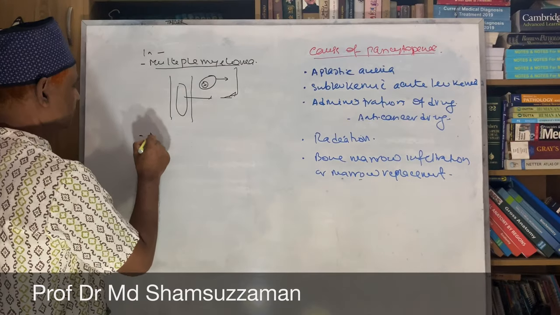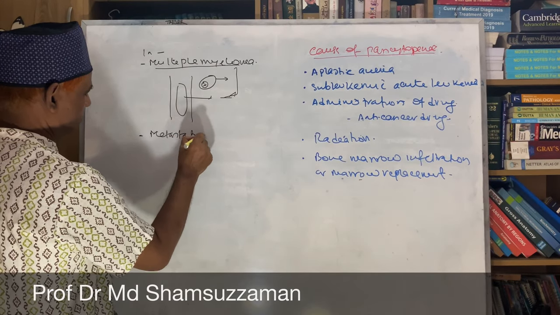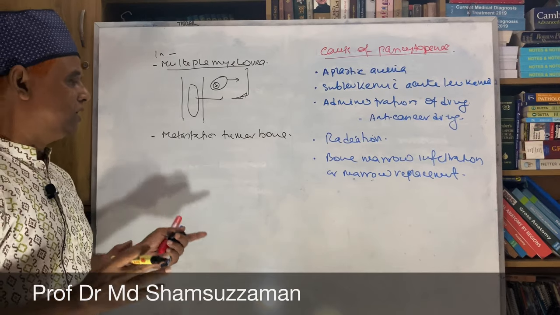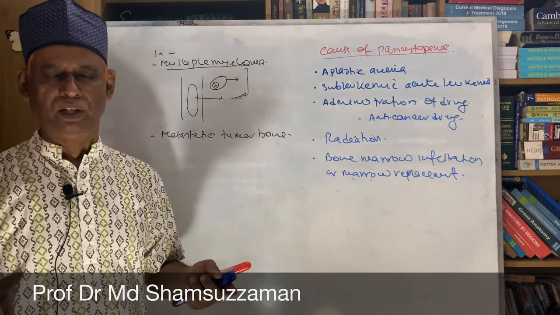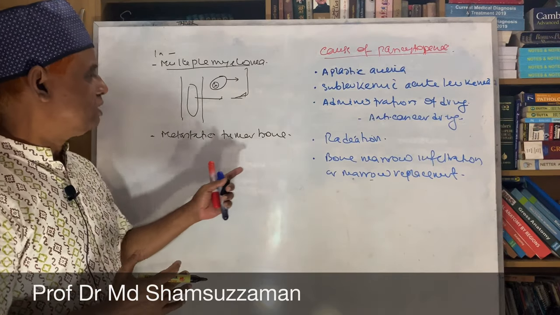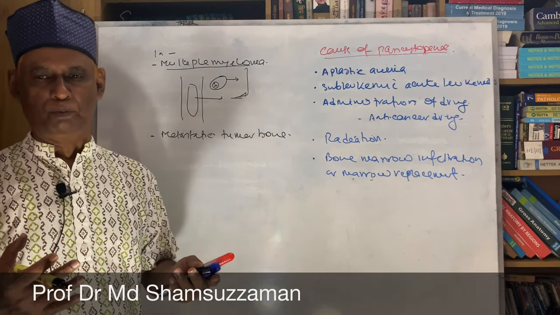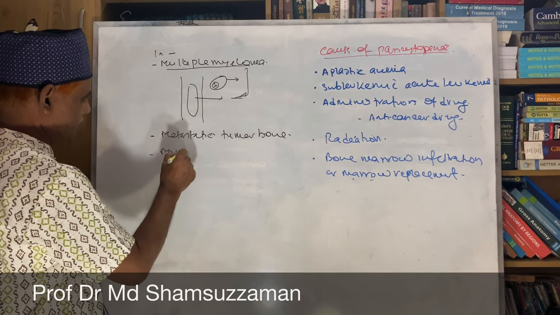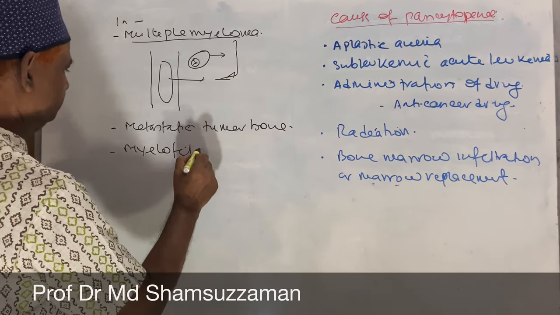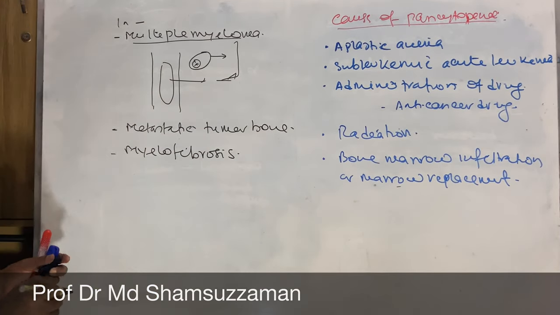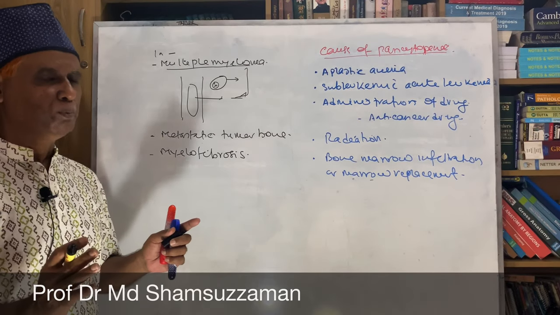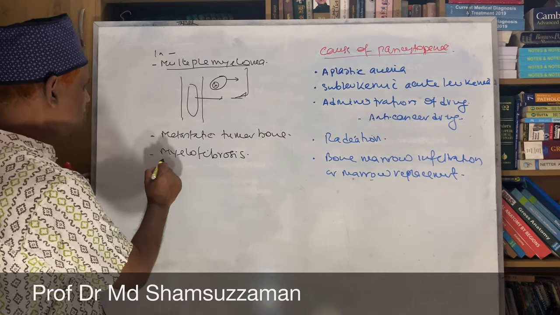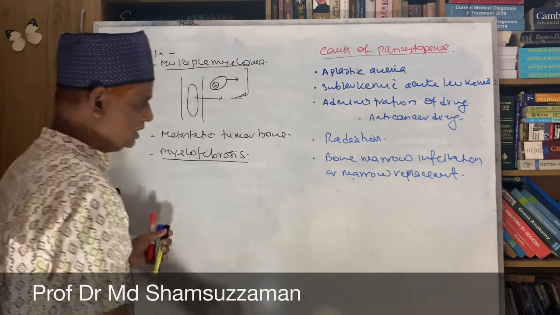Number two, metastatic tumor of bone. If anybody suffers from cancer either in the lung, breast, prostate, etc., if this cancer metastasizes in the bone, it will disturb the bone marrow and there will be decreased RBC, WBC, platelet production. So there will be pancytopenia in metastatic tumor of bone. Myelofibrosis. Dear audience, again I recall, normal marrow is composed of half fat cell and half hematopoietic element. If there is fibrosis within bone marrow, there will be reduction of production of RBC, WBC, platelet, and it will lead to pancytopenia.